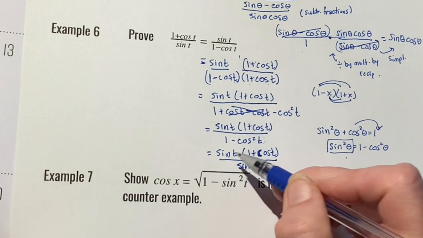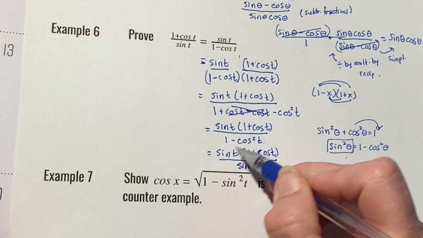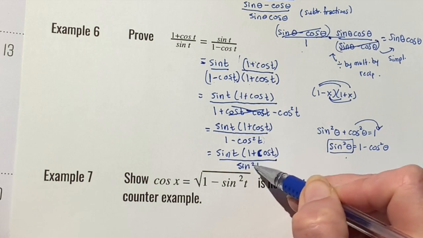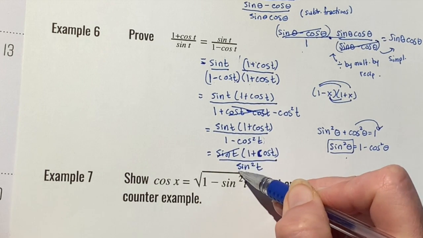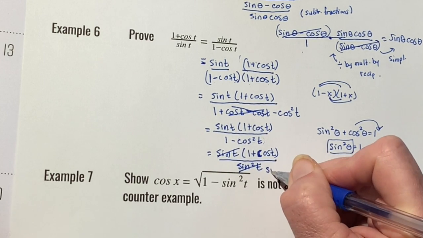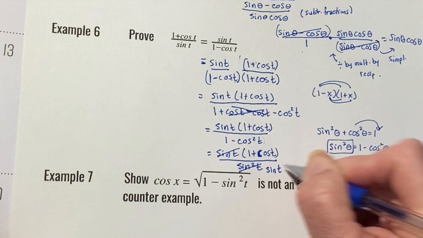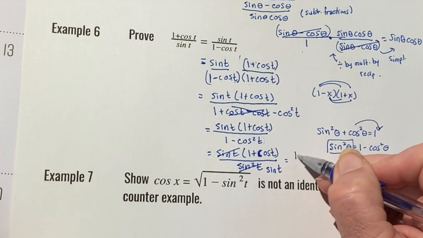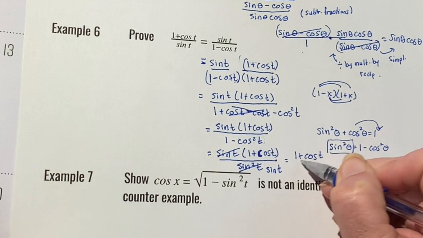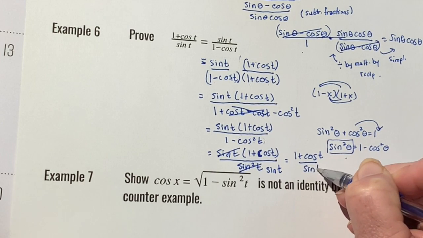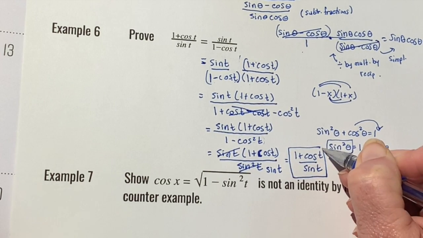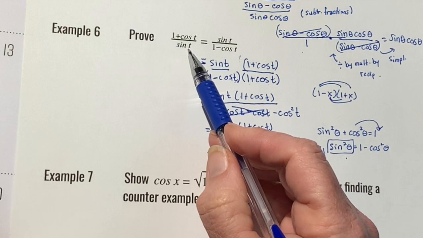All right, and then if I have a sine in the numerator and sine squared in the denominator, this sine will divide out one of these sines. Of course, I still have a sine left because there was 2 of them. But that gives me 1 plus cosine t divided by sine t. And that is what I was trying to show.